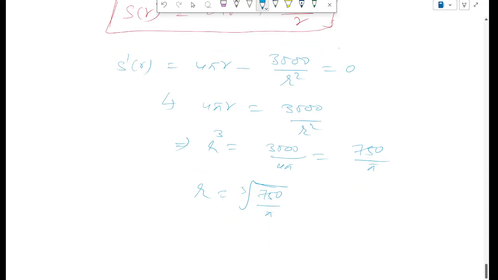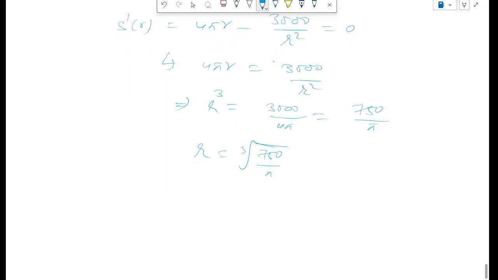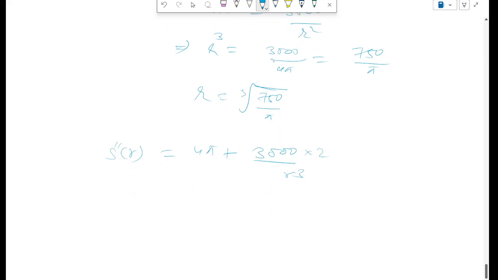Now we have to check whether this r is giving us minimum surface area or maximum surface area. For that we have to calculate the double derivative of S. We will get 4 pi minus 3000 times 1 by r square differentiated, which gives minus 2, so plus 6000 by r cube. Now let's put this r into S double dash of r, so that we calculate the double derivative value at this particular r.